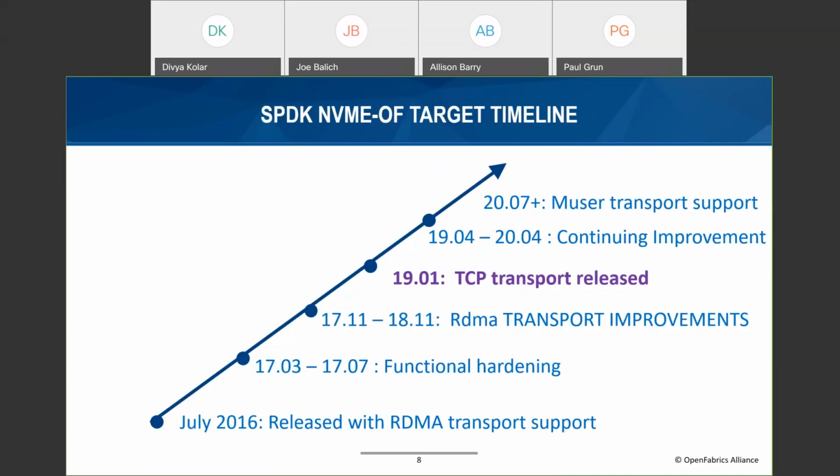This page just shows the SPDK NVMe over Fabrics target timeline. We can see that we released our first NVMe over Fabrics target in 2016 with the spec release of NVMe over Fabrics RDMA transport, and in January 2019, we released the TCP transport just after the technical proposal 8000, which is the TCP transport spec defined by the NVM Express group.